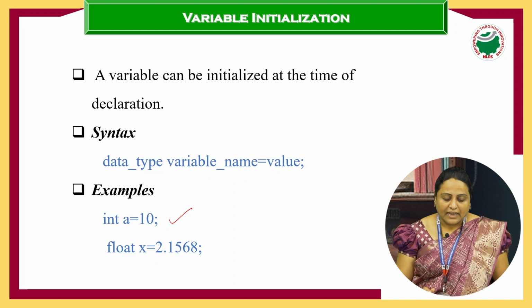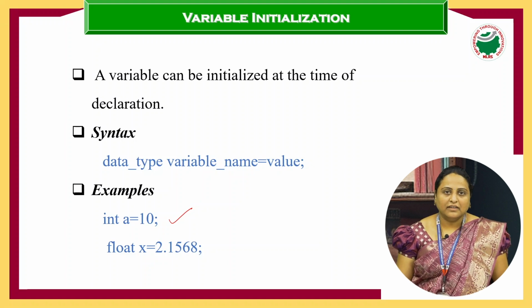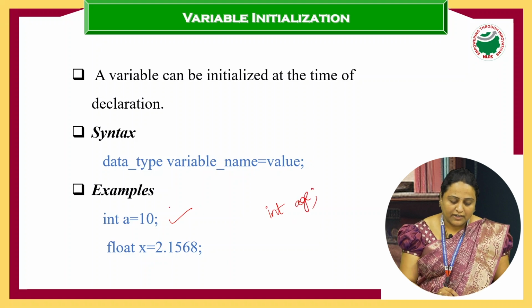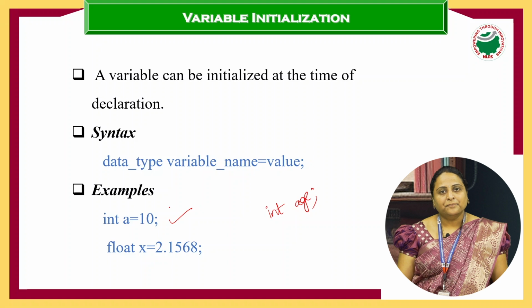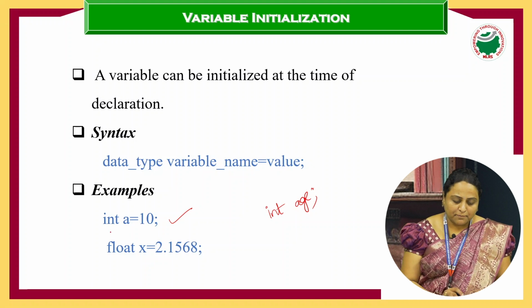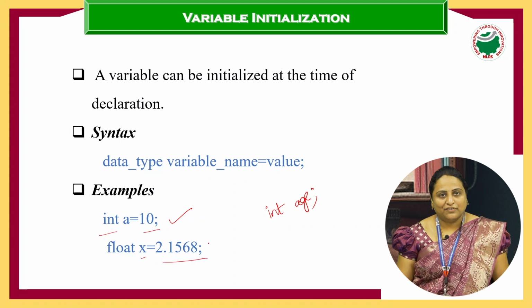A variable can be initialized at the time of this declaration only. When you declare, there itself if you assign some value, that is called initialization. Otherwise, if you simply declare some variable like int age, it is called just declaration, and if some value is added to that, it is called initialization. What type of value you give for initialization depends upon the data type. If it is integer, you give an integer type of value. If it is a float variable, we give float type of values. Then only they become valid.